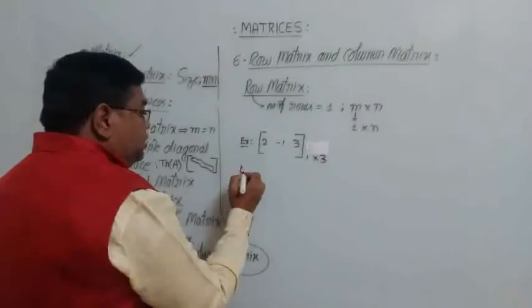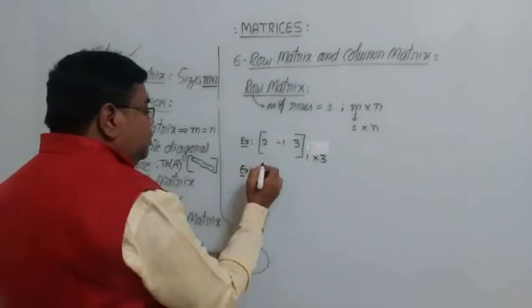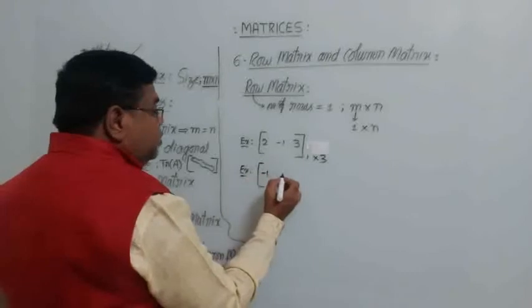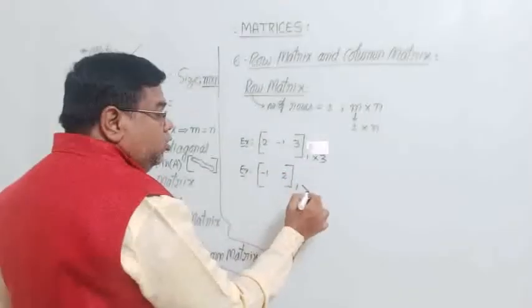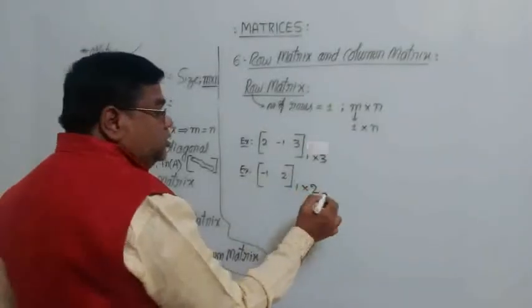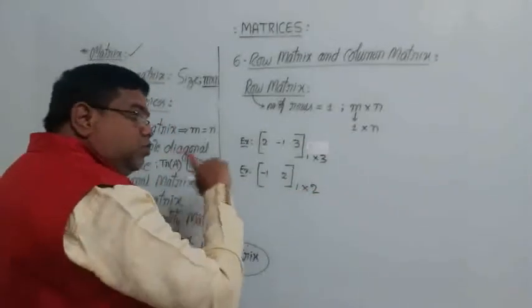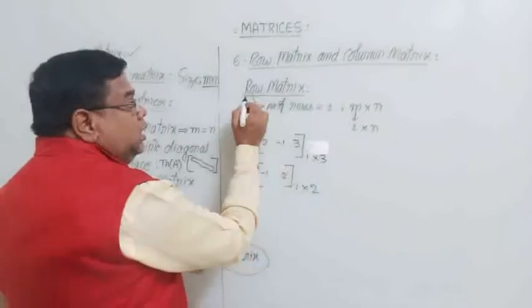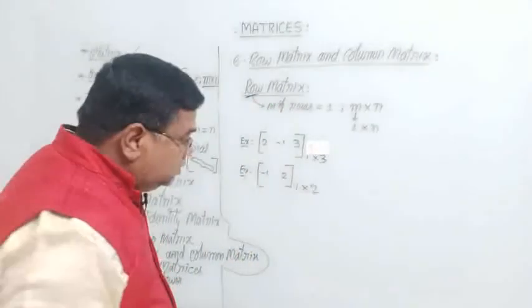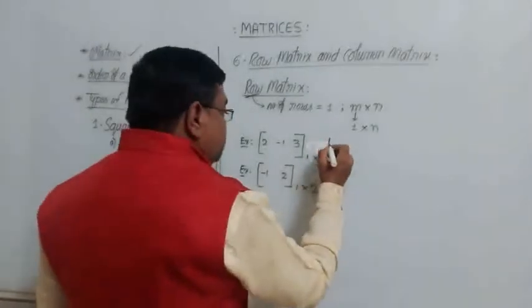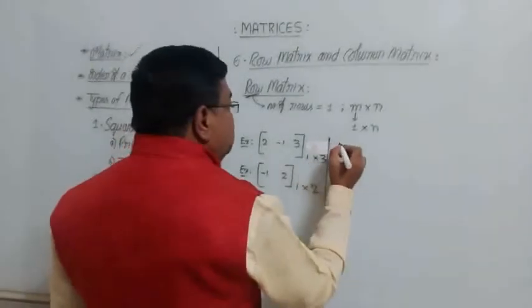Observe one more example, let it be minus 1, 2. How many rows? Only 1. How many columns? 2 columns. Having only one row, a single row, it is called a row matrix. Similarly, what is meant by a column matrix?